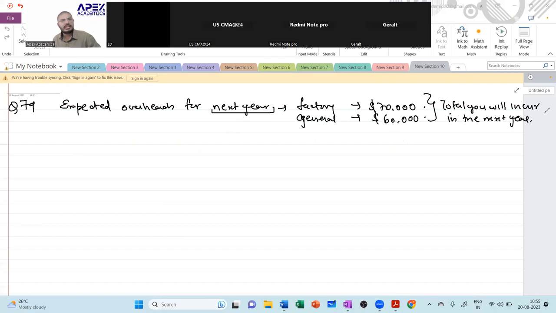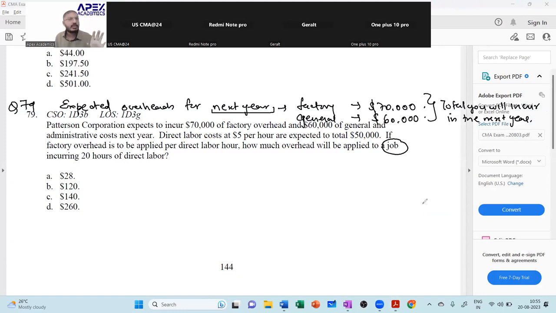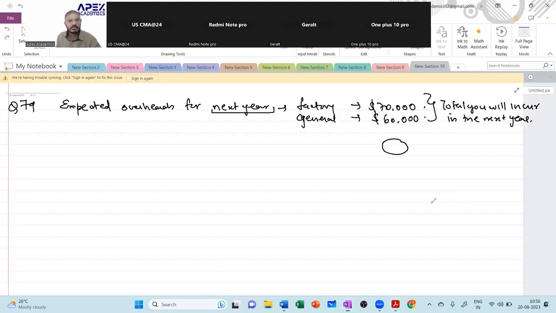This is the total you will incur in the next year. Please understand this concept very, very clearly. This question asks you, how much will be applied to a particular job? They are asking you for a particular job. What are you supposed to calculate?